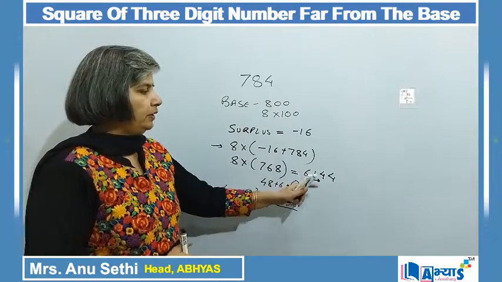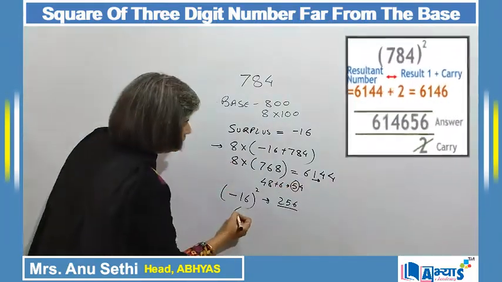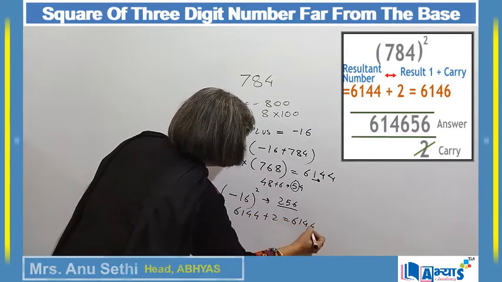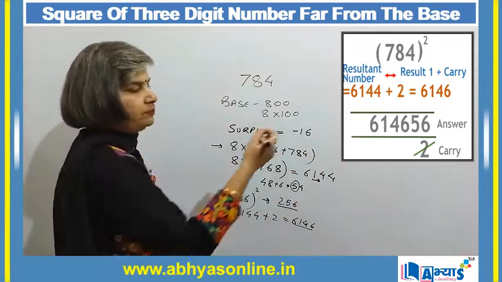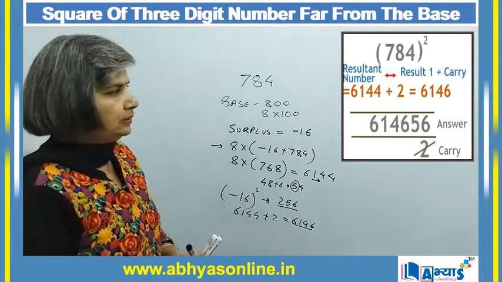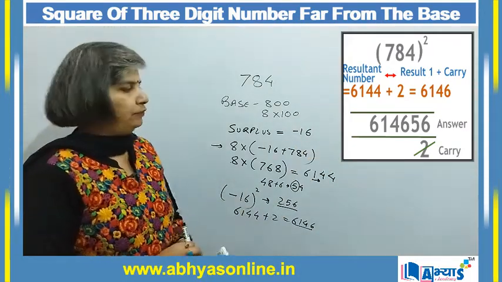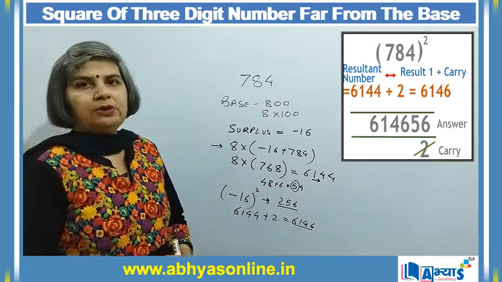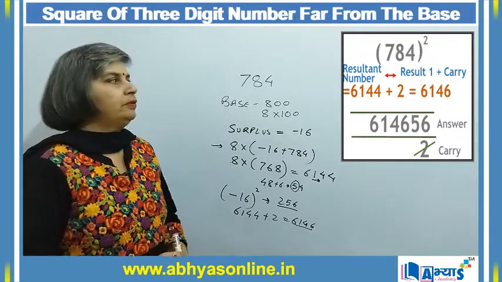The result was 6144. So 6144 plus 2 will be 6146. Now this 6146 has been prefixed in the answer. So you can see that the answer is 614656. So this is how we can find the square of a 3-digit number, which the number was very far from the base.